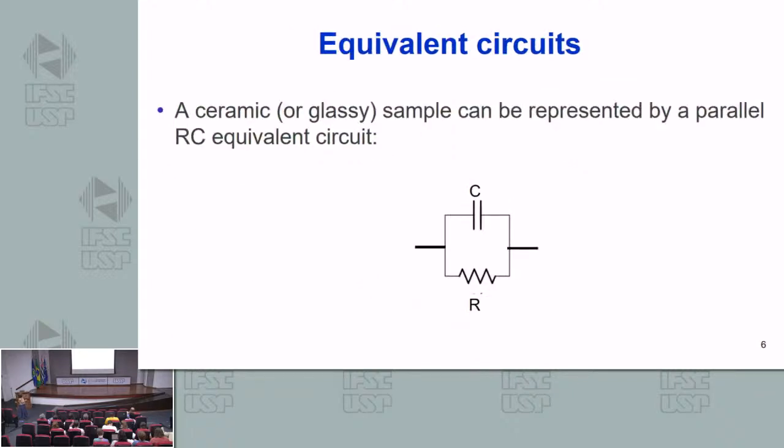So before going further, I will already show you that any ceramic sample, semiconductor also, but not metals, for an obvious reason, can be represented by a parallel RC equivalent circuit. This is the simplest equivalent circuit for a ceramic. Why can I not represent metals by this equivalent circuit? Because metals have no capacitive contribution. All ceramics will have a capacitive contribution.